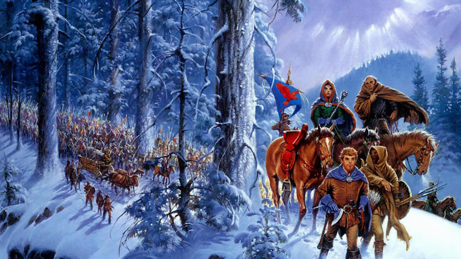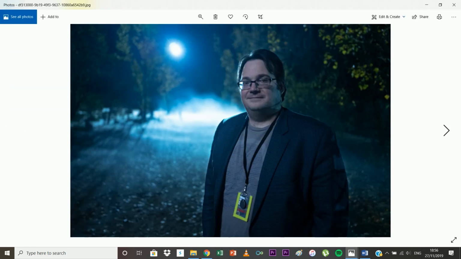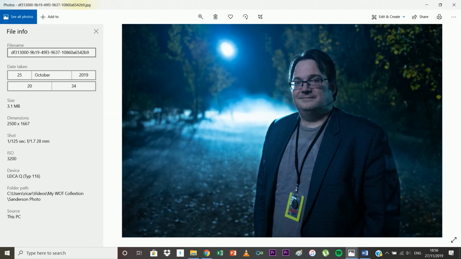I'm going to begin with the smaller pieces of information before I get into the juicy part. Let's begin by opening the photo and going to File Information. As you can see straight away, I've managed to find when the photo was taken, which was on the 25th of October at 8:34 PM.